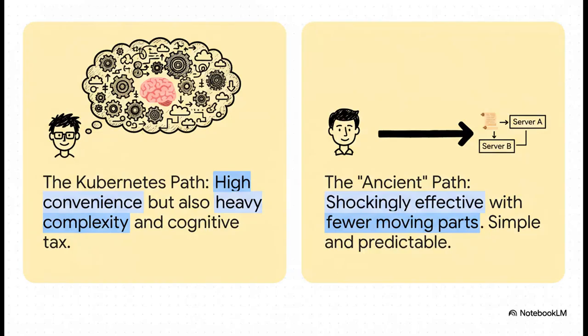But here's the thing, that convenience comes with a price tag. The Kubernetes path brings a ton of complexity, a really significant cognitive tax. And that's not just about learning it at once. It's the mountain of YAML files, the constant maintenance, and the steep learning curve for every single person who joins your team. On the other hand, what we're calling the ancient path, it has way fewer moving parts, it's simple, it's predictable, and honestly, it's often shockingly effective.